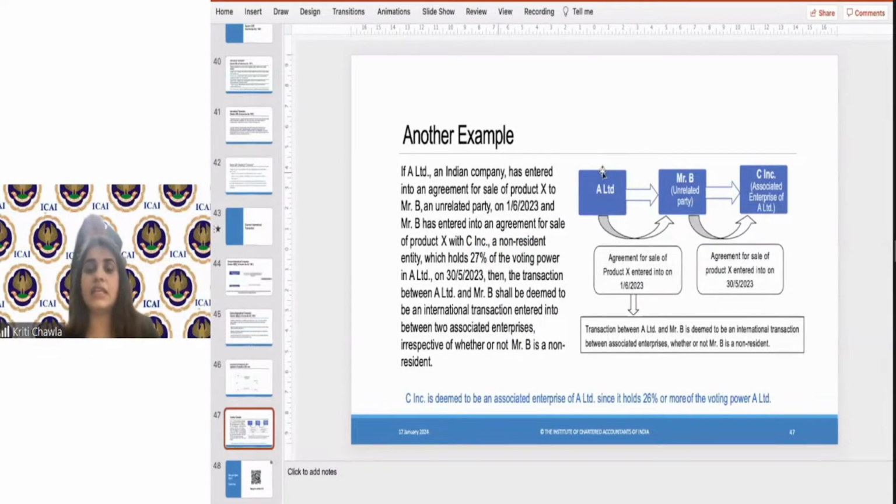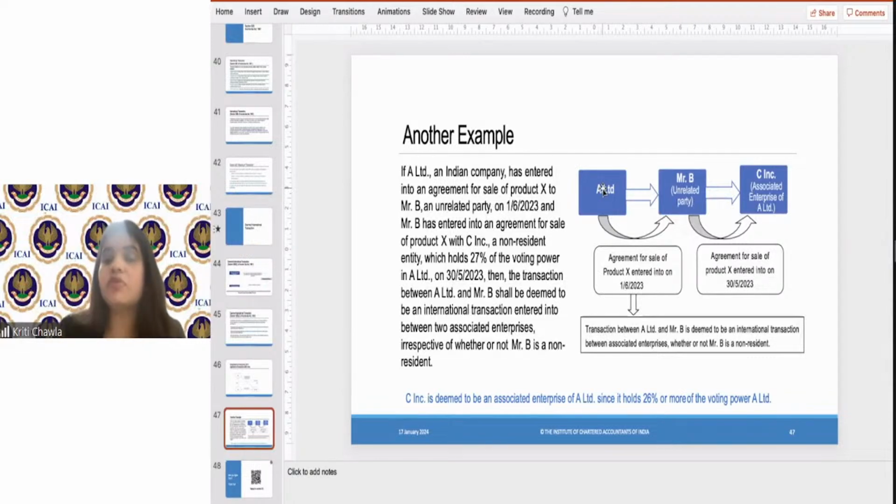Let's say that there is A Limited. This A Limited is an Indian company, and it gets into an agreement for sale of product X with B Limited. Now, B Limited is an unrelated party. So A Limited says that I'm going to sell my product X to Mr. B. The thing is that A Limited and Mr. B are not related to each other. So this is fine because they are not related to each other. Transfer pricing provisions will not be applicable.